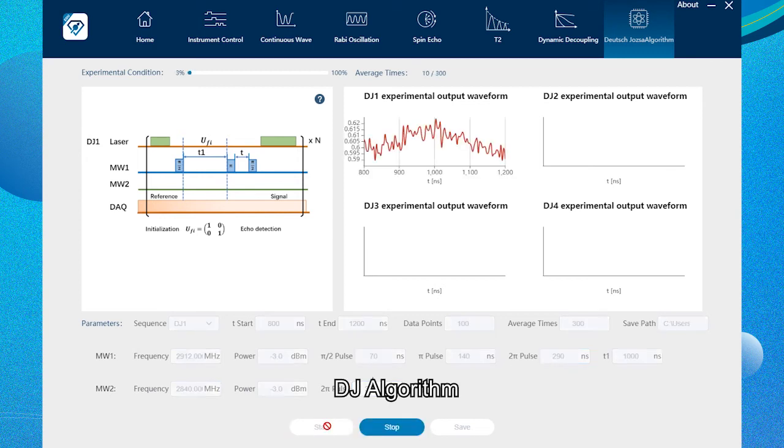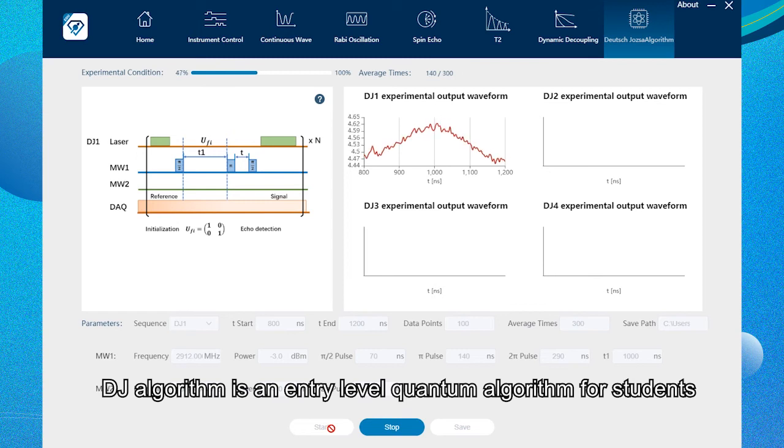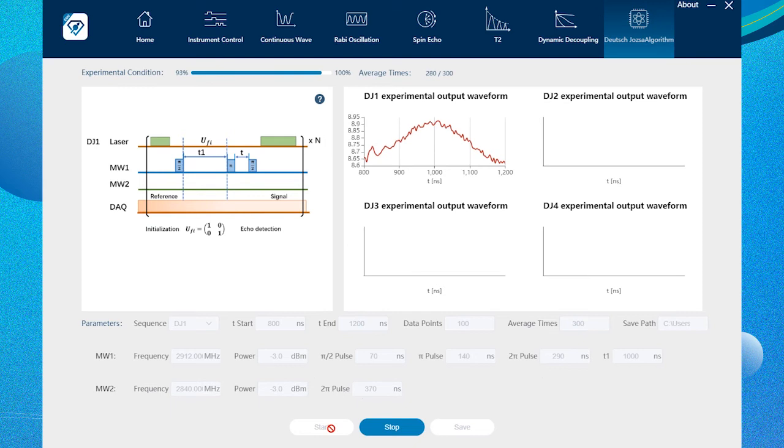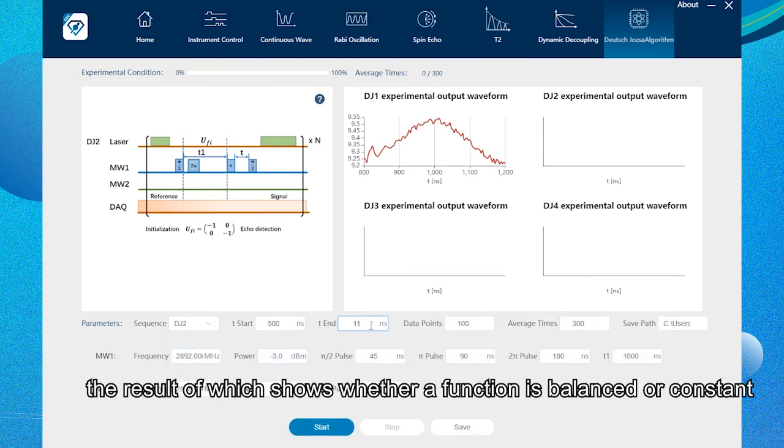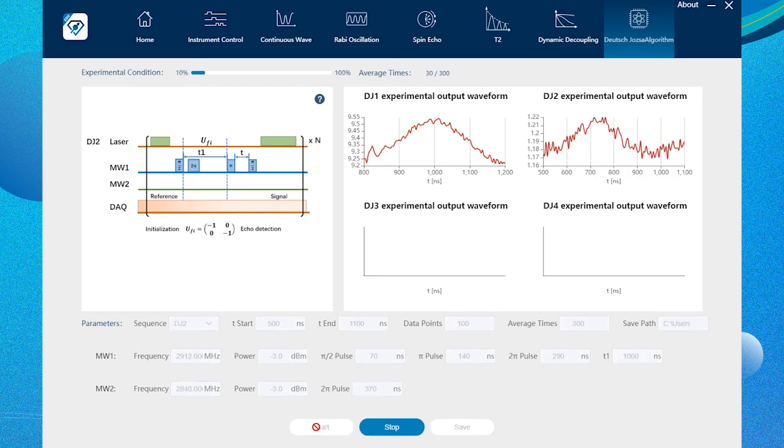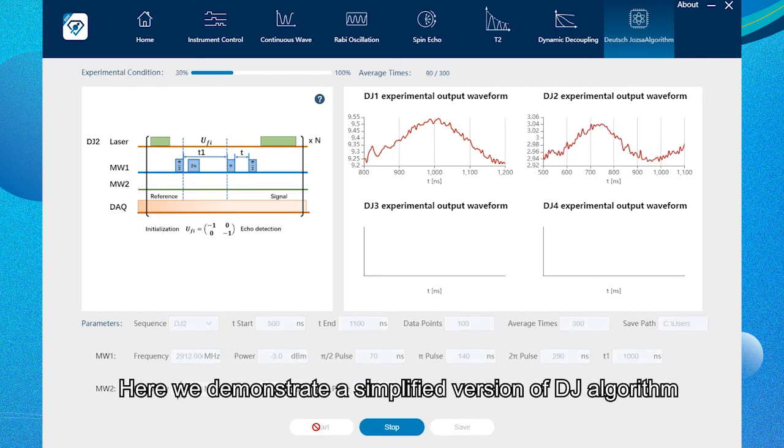DJ algorithm. The DJ algorithm is an interesting quantum algorithm for students, the result of which shows whether a function is balanced or constant. Here, we demonstrate a simplified variant of the Deutsch-Jozsa algorithm.